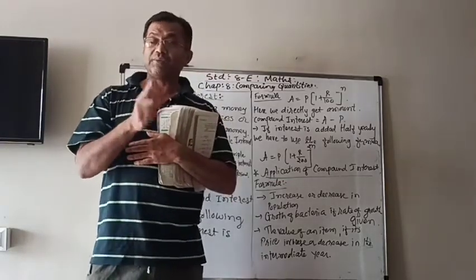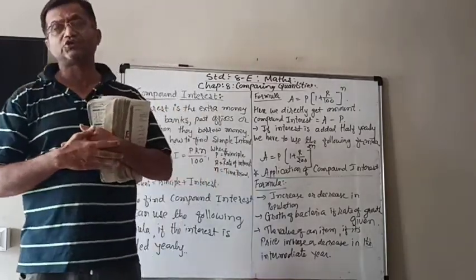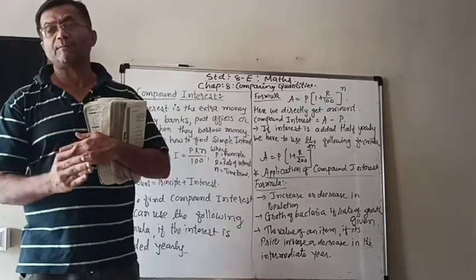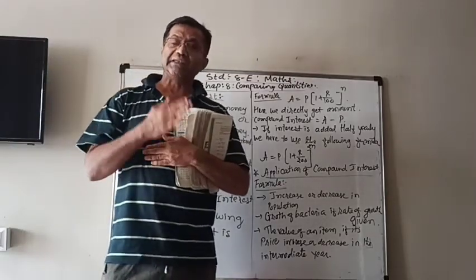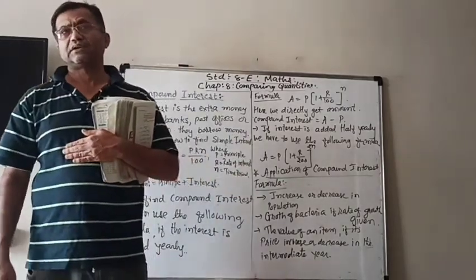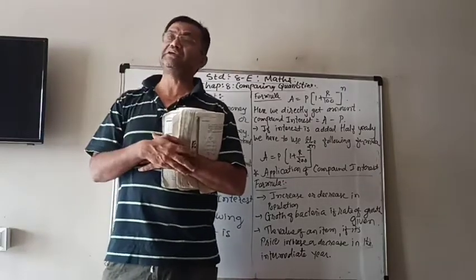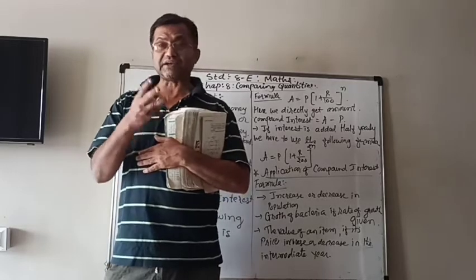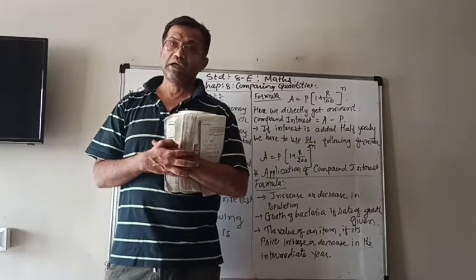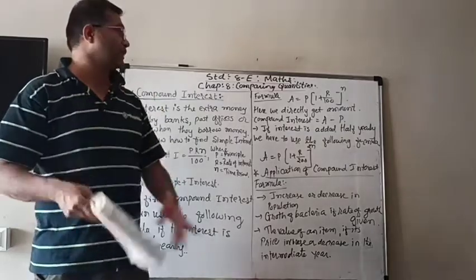So if you want to find the interest, then after finding the amount, you have to subtract the principal from the amount, and then you will get the compound interest. Now here also we have to use different formulas because we have to keep in mind how they add the interest. Interest is added yearly or half yearly.